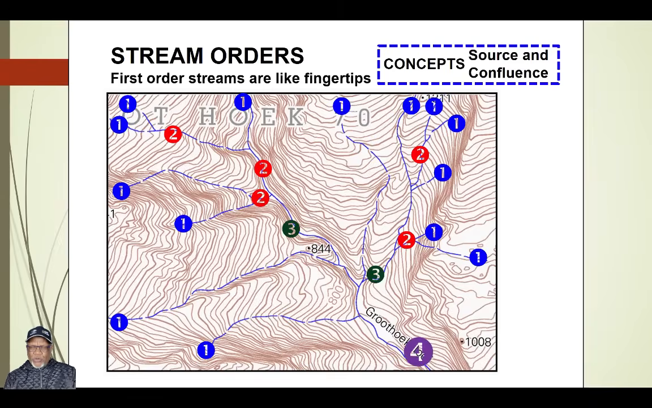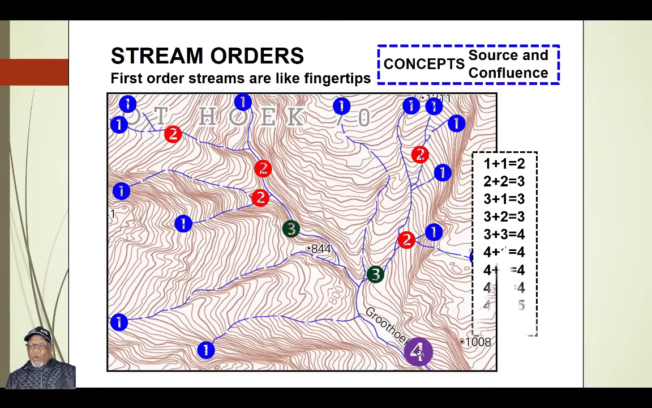But when you add 2 and 2, stream order moves to 3. When you add 1 and 1, it is going to give you 2. 2 and 2 will give you 3. 3 and 1 remains at 3. 3 and 2 remains at 3. But 3 and 3 moves to 4. So that is how it works.